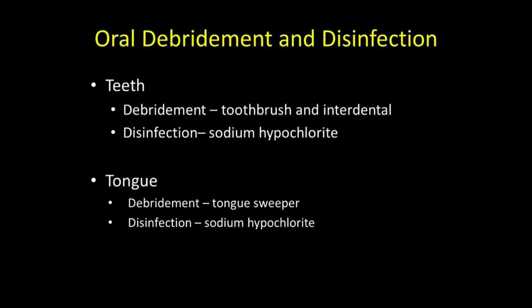Oral decontamination and disinfection. First of all, we're going to talk about the teeth. We're going to go in there and debride, and we do this with a toothbrush and floss generally. And then we disinfect with the sodium hypochlorite solution. Now the tongue is somewhat different. 90% of the bacteria left in the mouth after we have debrided the teeth is left on the posterior part of the tongue. And these bacteria are sulfur forming and give off the aroma of rotten eggs.